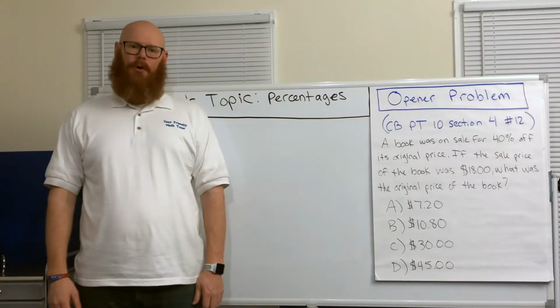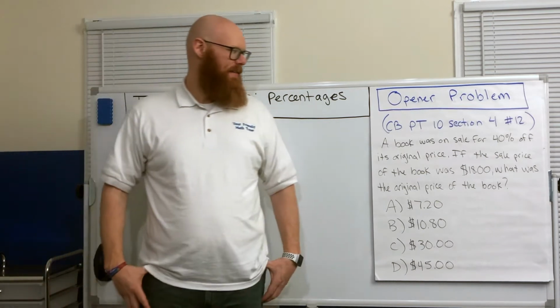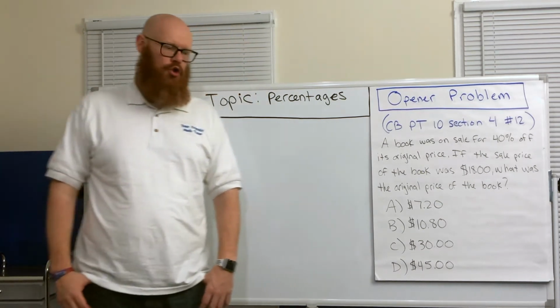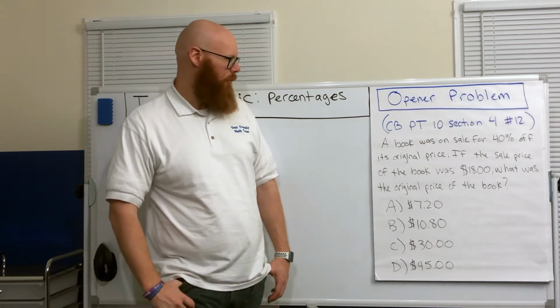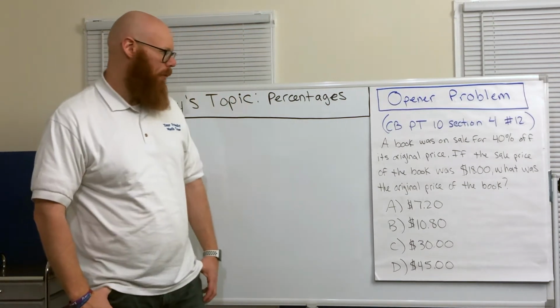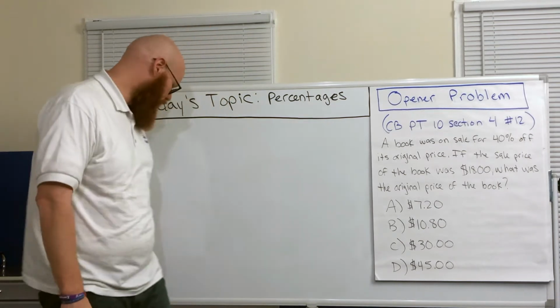All right, now to our opener problem. This is College Board Practice Test 10, Section 4, number 12. A book was on sale for 40% off the original price. If the sale price of the book was $18, what was the original price of the book?